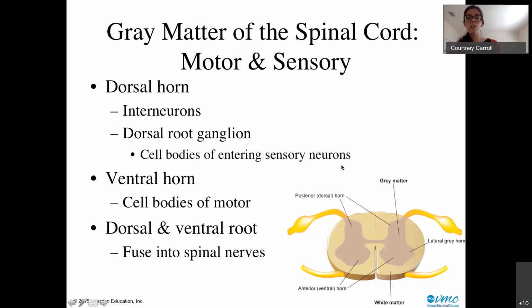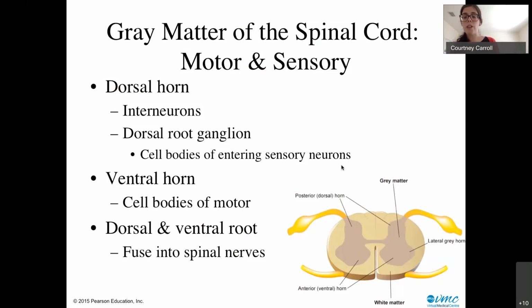So the dorsal horn is going to have the neurons that come from the body on that afferent path and are going to go up the spinal cord to the brain, giving information about what we're feeling, touching, all of the temperature, the sensory information.